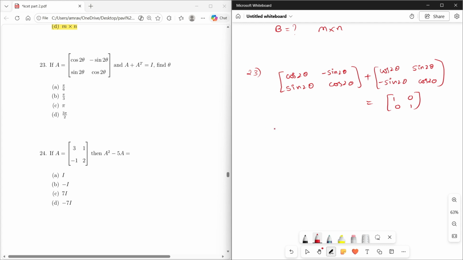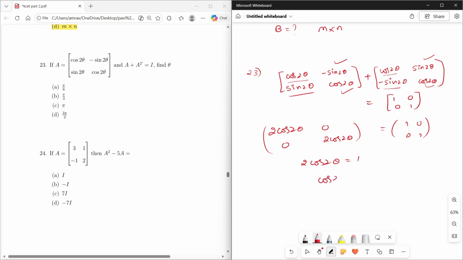So now adding the corresponding elements, adding this element with this, 2 cos 2 theta; minus sin 2 theta plus sin 2 theta is 0; sin 2 theta minus sin 2 theta is 0; and 2 cos 2 theta. Okay, and this is equal to 1 0 0 1. So now I'll equate 2 cos 2 theta is equal to 1. So cos 2 theta is equal to 1 by 2. So multiplying cos inverse on both sides, you get 2 theta is equal to cos inverse 1 by 2.